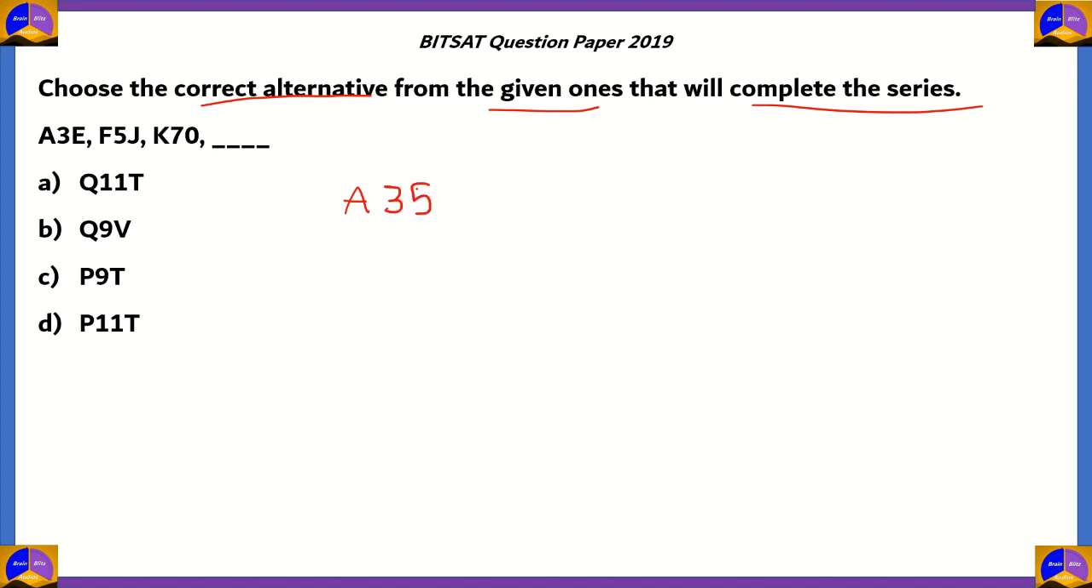places. So we have A3E, and then F5J, and K7O.